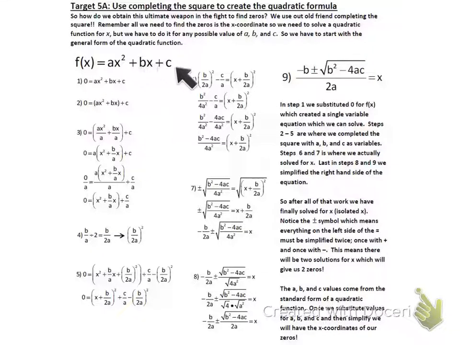Notice we start out in general form. We learned about this in target 1A. Ax squared plus bx plus c is general form. Now, since we're finding zeros, we're going to set that equation equal to 0. And then using a method called completing the square, which is pretty much the rest of both of these columns here, we go from this general form to quadratic formula. This is quadratic formula right here.